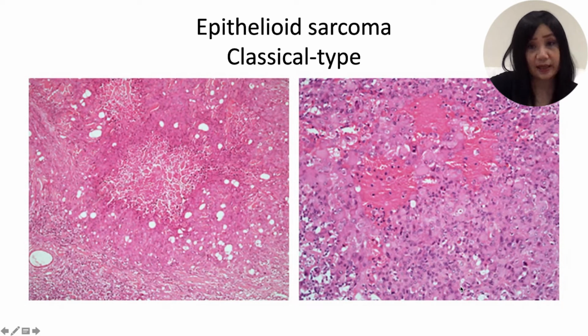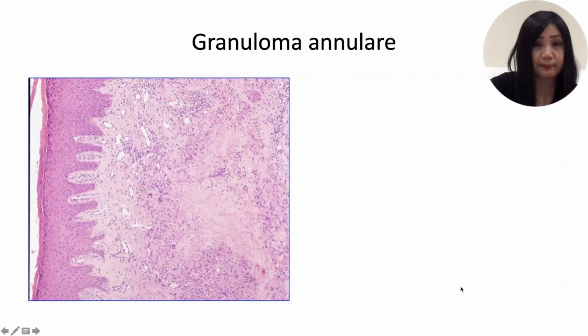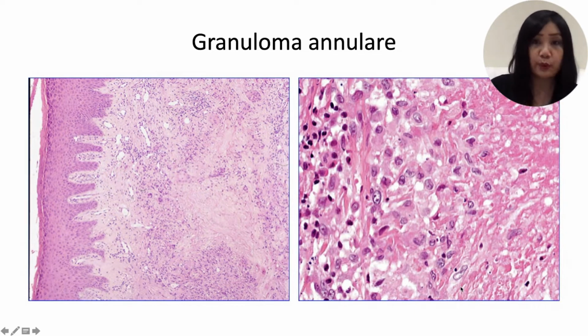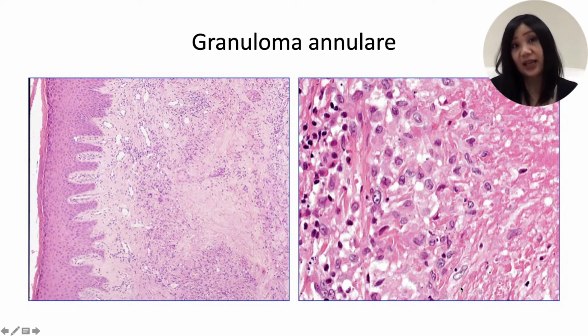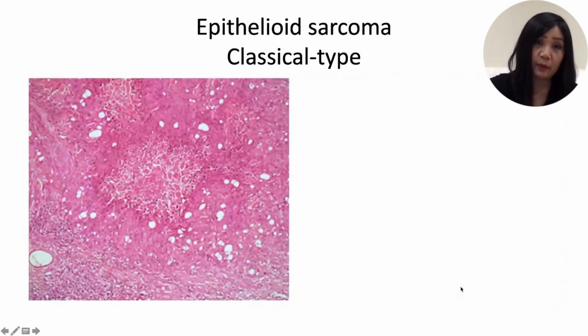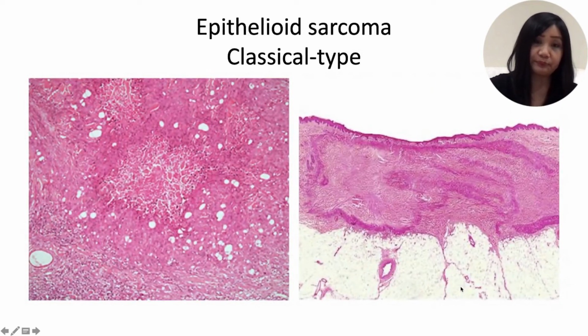So we can see the geographic necrosis with variable inflammation and fibrosis. And we can see its morphologic mimic, granuloma annulare, which actually looks pretty similar. And we can see the histiocytes of granuloma annulare, and how bland they look, and really how bland epithelioid sarcoma, classical type, lesional cells can look.